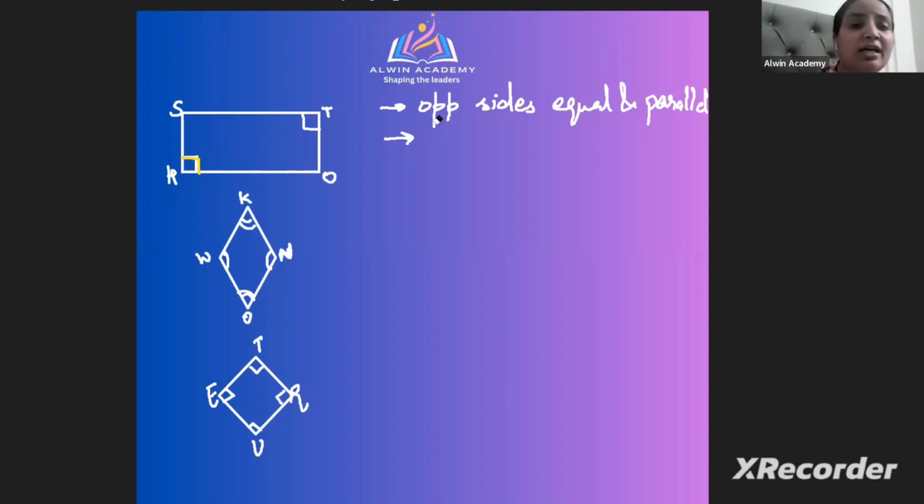It's just that in this special case, all the angles happen to be 90 degrees each. So I'll write all angles, or simply all right angles. All angles are 90 degrees each. Got it, beta? Should I move ahead?